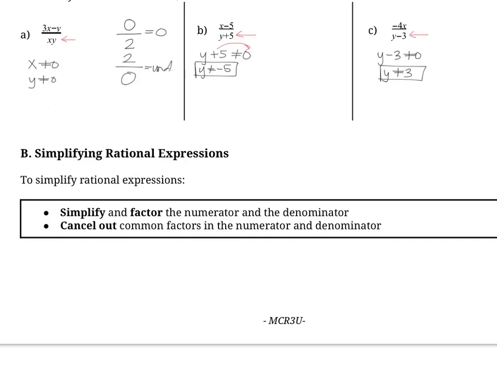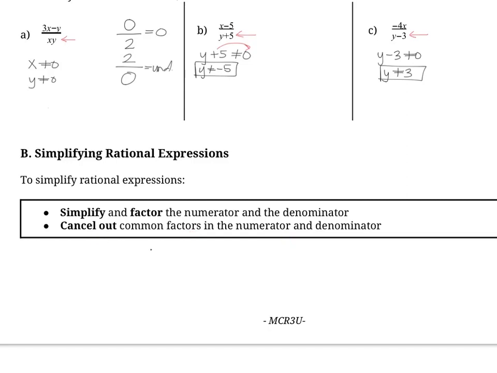So now we're ready to get into the good stuff, and we're going to start simplifying rational expressions. So here are a few steps that you can use to help you. To simplify a rational expression, deal with the numerator and the denominator separately first. So simplify and factor the numerator. If there are any terms to collect, do so and then factor it. And then if there are common factors in the numerator and denominator, we can cancel them out.